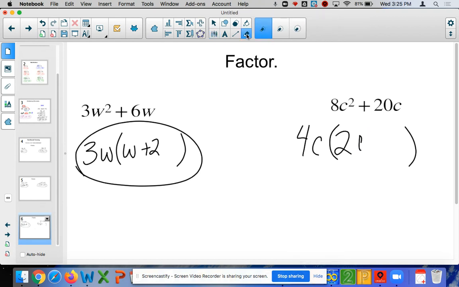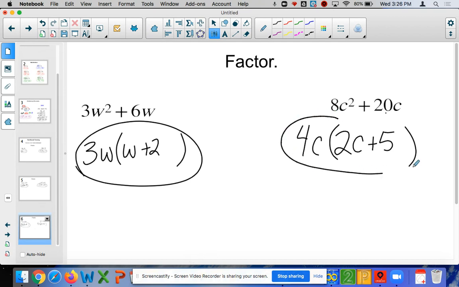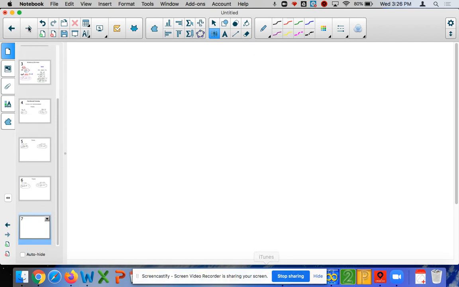I think that was supposed to be a c. There we go. So 4 times 2 is 8. c times c is c squared, so we're good there. 4 times what is 20? That's a positive 5. Do I need to write a c there? Nope. 20c has only one c right behind it, and I already factored out one c in the front, so we're good. Now, I want to show you one other thing.